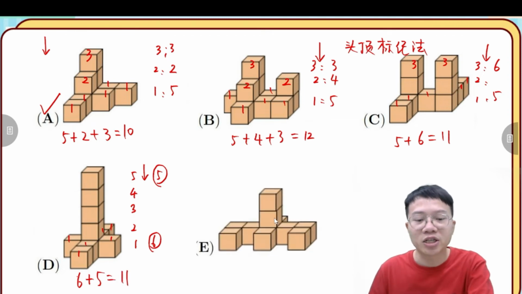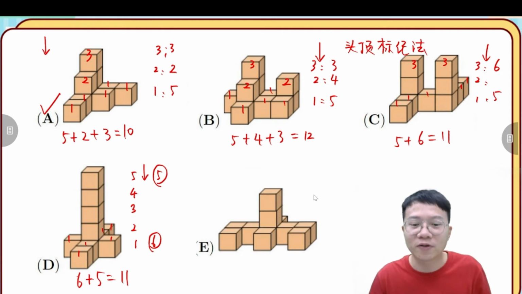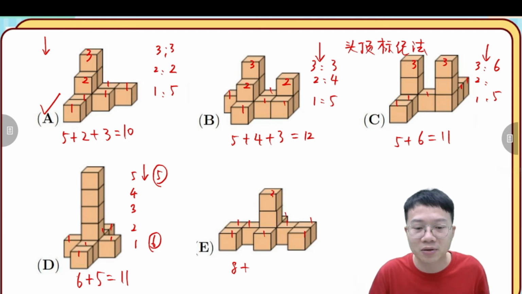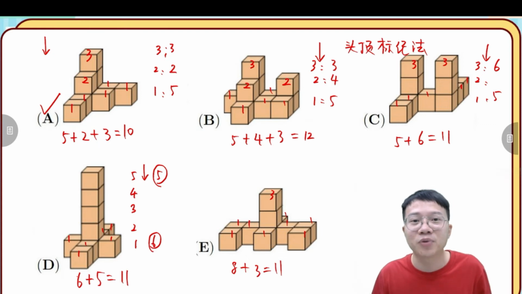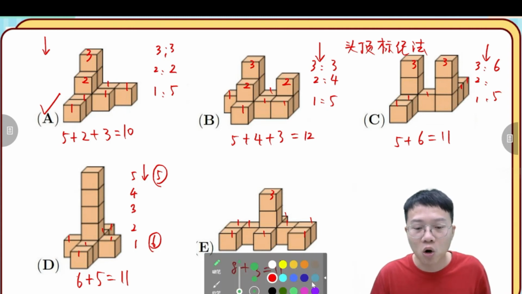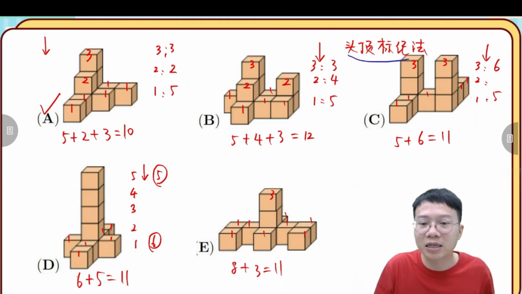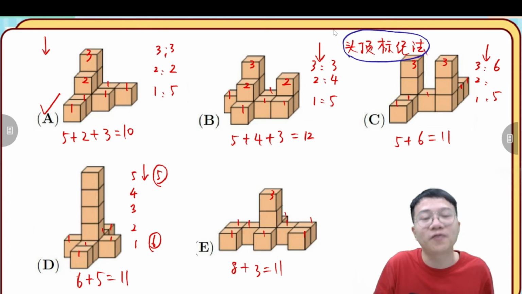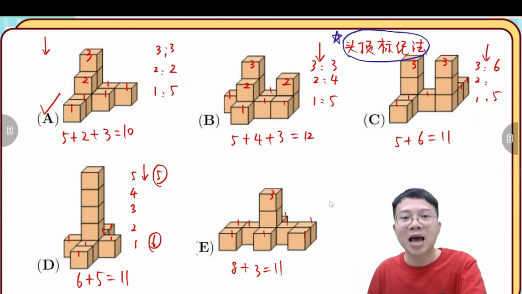Okay. And continue, what about E here? So do it faster. How many do we have on the bottom? 1, 2, 3, 4, 5, 6, 7, 8. Okay. And then the second floor, no, the third floor, we have 1, that means 3, right? So here we have 11. Do we have the same number as the method we tried just now? Yes, it's the same. So this is called the top-view marking method, and you must pay attention, this method is very fast.